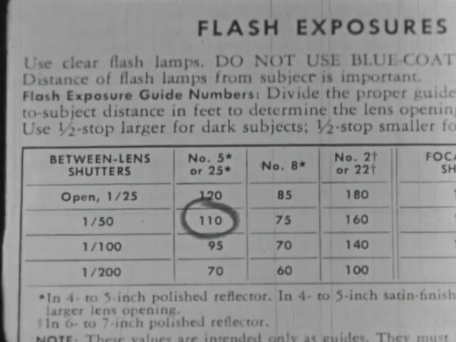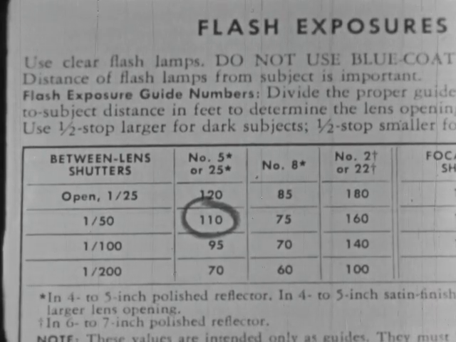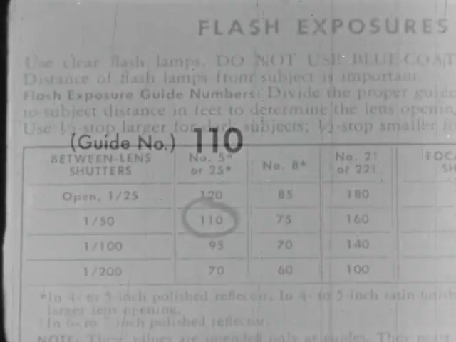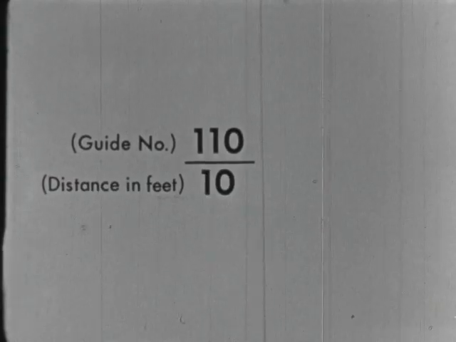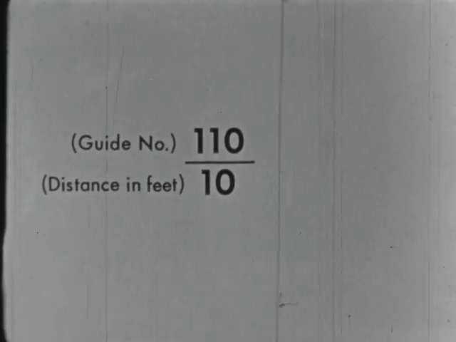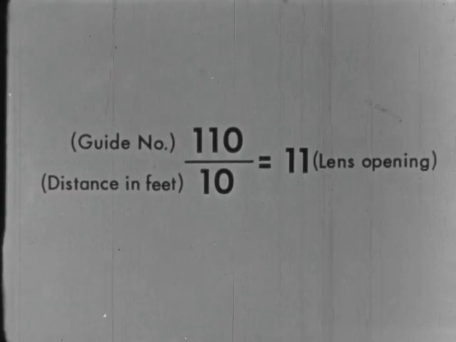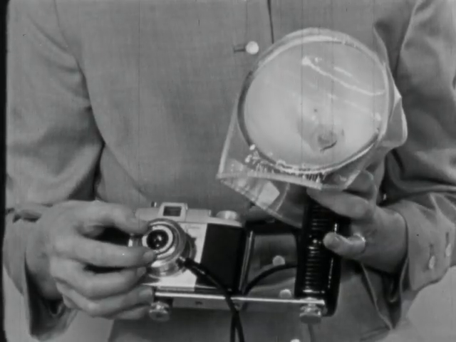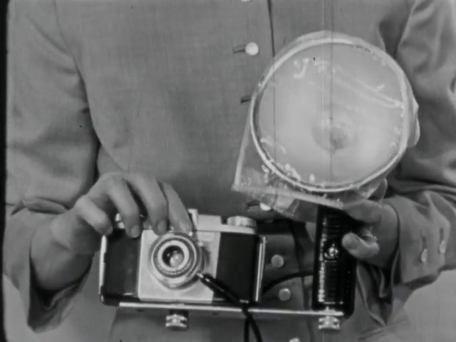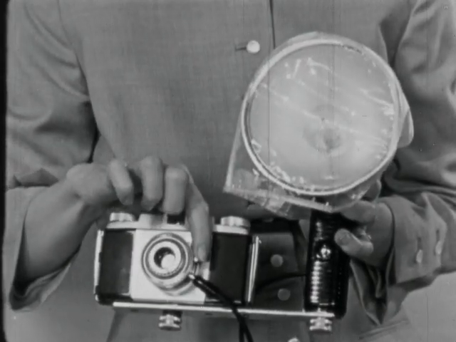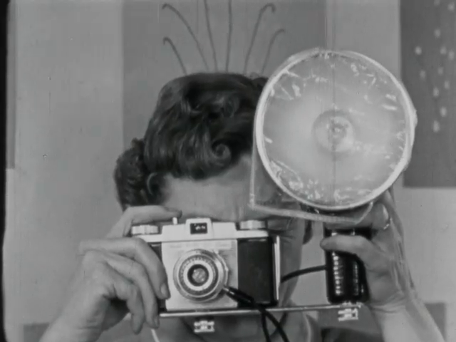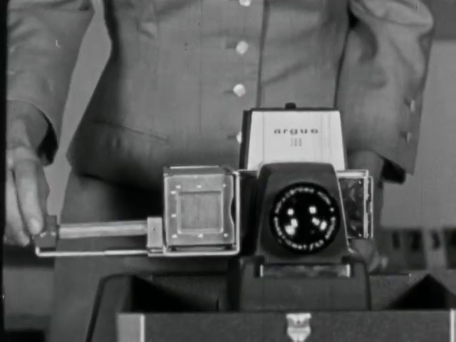To find the camera settings, select the guide number for the film and bulb you are using. At 1/50th of a second, the guide number is 110. To find the proper lens setting, divide the guide number by the distance in feet. For a distance of 10 feet, the result would be 11, so the lens opening is set on 11. Then line up the subject in the viewfinder and snap the picture. Another slide for your collection.